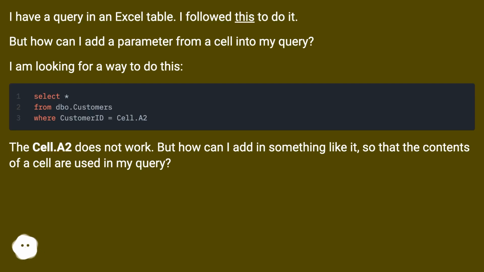The cell.a2 does not work. But how can I add in something like it, so that the contents of a cell are used in my query?